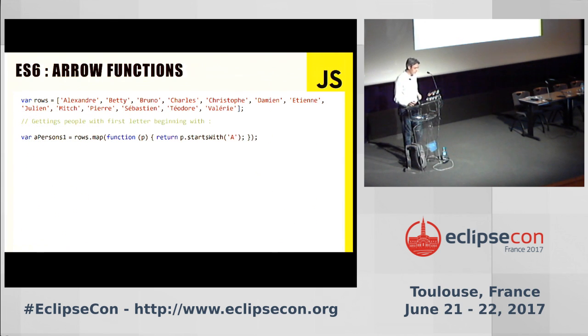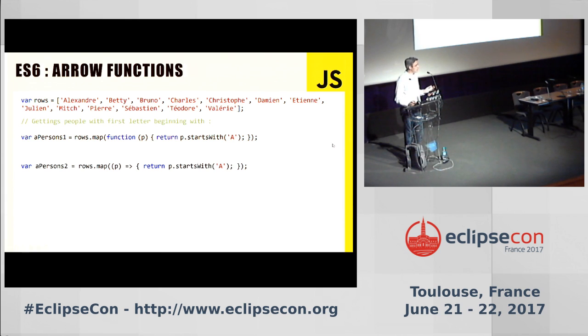We have an arrow function. Who doesn't know what is an arrow function? Okay, so I will go through it. You see an array of first names. We have the rows.map that will return every first name starting with A. So here is plain JavaScript for ES5. So rows map function returns and so on. When you go through the arrow function, you can simplify the syntax. First of all, we just delete the function and we just make an equal superior, an arrow, okay, and return, okay? It's much simpler, much easier to understand.